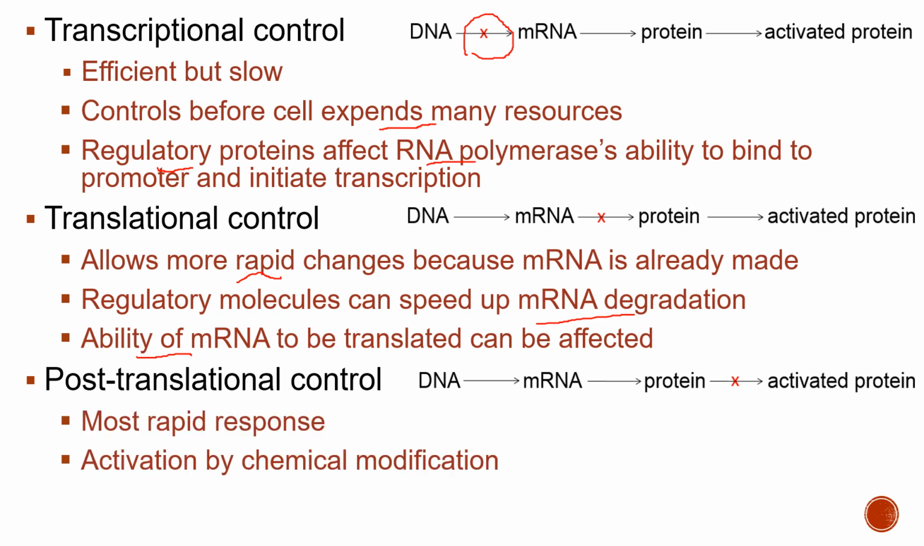And then the fastest response is post-translational, turning the protein on or off. Whether it's already been made, is it actually functional or activated? And again, that's by those chemical modifications, adding phosphates or acetyl groups or things like that, that could turn off the protein. So it's already there, but just because it's there doesn't mean it has to be functional.